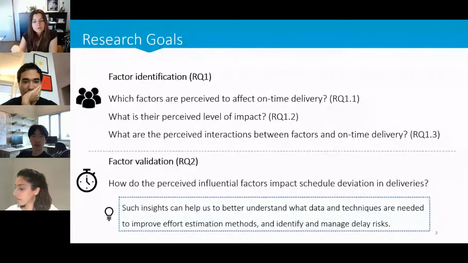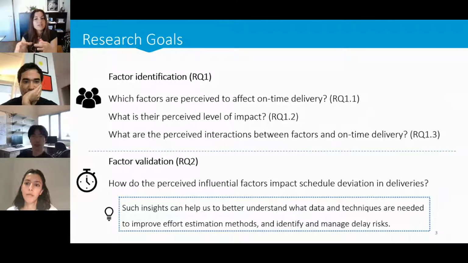Well, the overall goal of our paper was to identify the most relevant factors and their interactions that affect schedule deviations in large-scale agile software development. And during our study, we had two research questions. One focused on factor identification, and the other one targeted at factor validation.